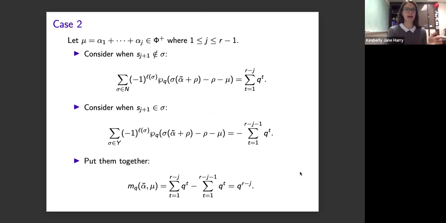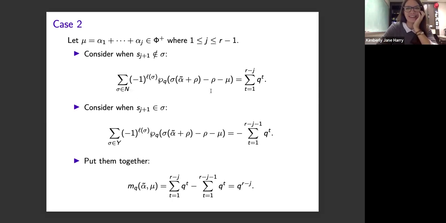So let's quickly look at case 2. Case 2 is when I have alpha 1 plus alpha 2 all the way up to alpha j. And here I have to consider this s sub j plus 1 element. And I want to know, is it in my sigma or is it not in my sigma? So first we consider that s sub j plus 1 is not contained in my sigma. I was being very clever and notating that with an n for no.